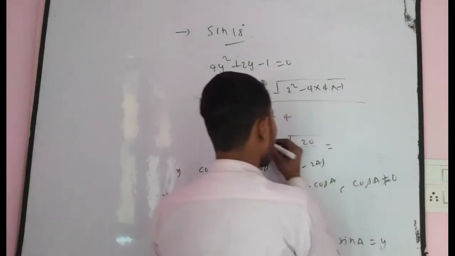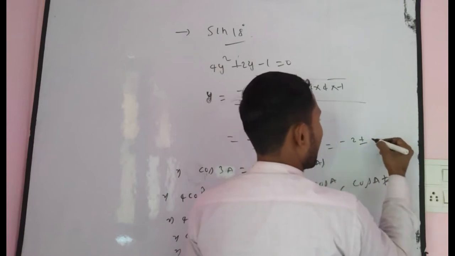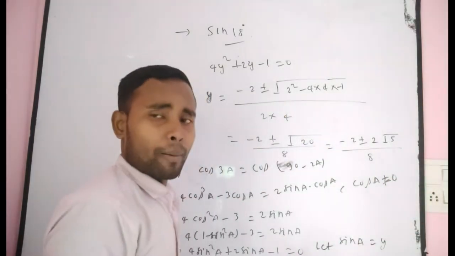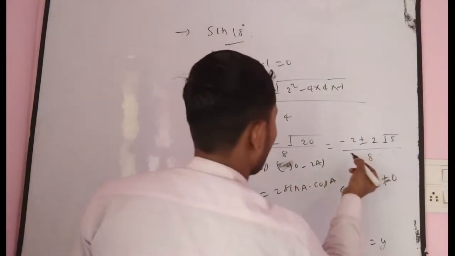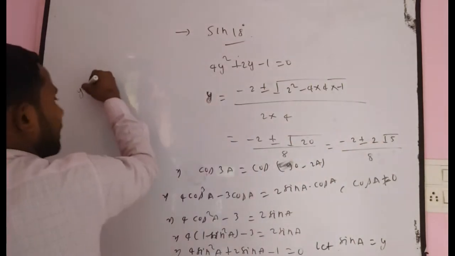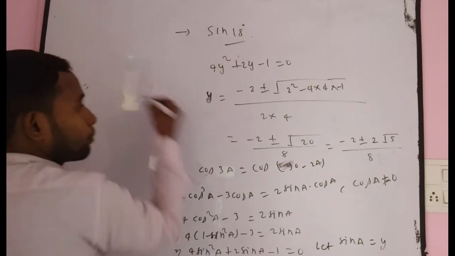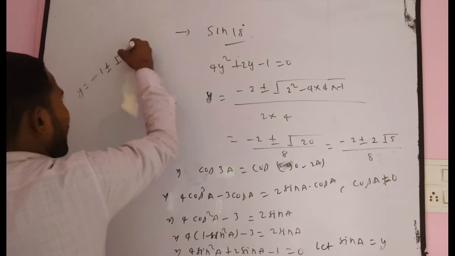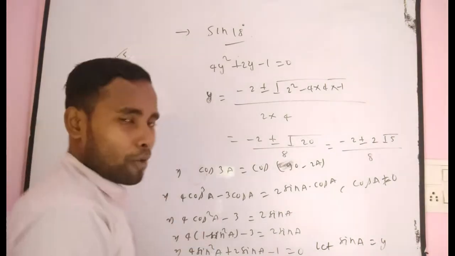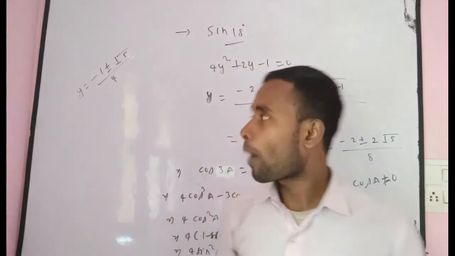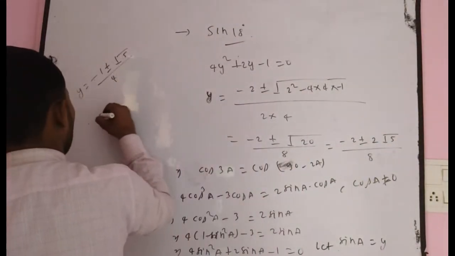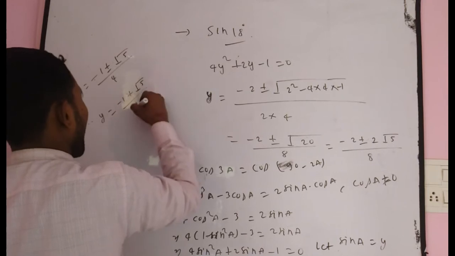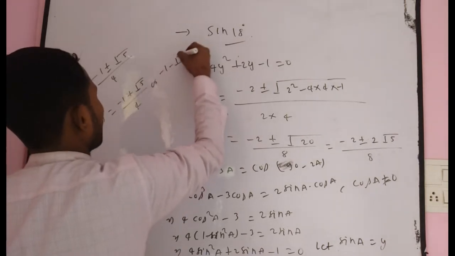Again, simplify, you get minus 2 plus minus 2 root 5 divided by 8. Dividing numerator and denominator by 2, you get minus 1 plus minus root 5 divided by 4. Now, there are two values of y. The first will be y equal to minus 1 plus root 5 by 4, and the other will be minus 1 minus root 5 by 4.